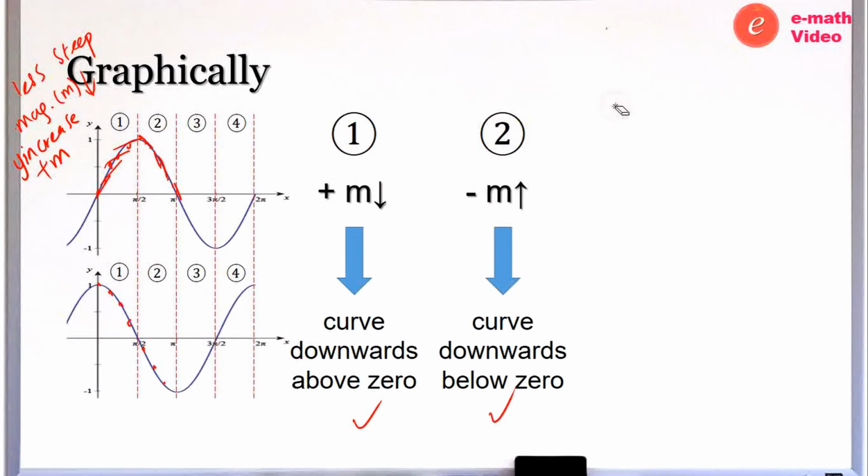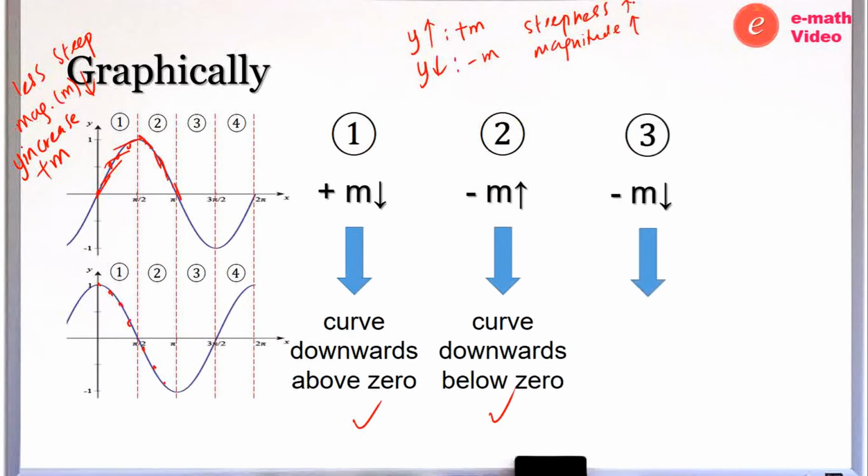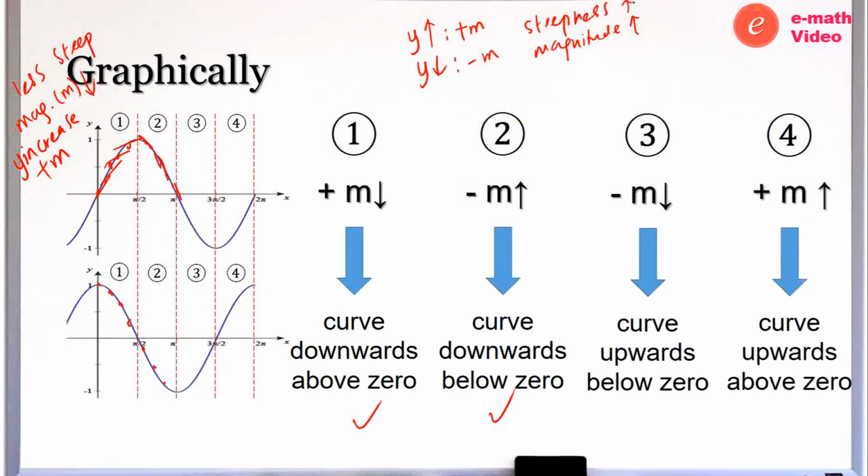The logic here is, if y increases, then we say it has a positive gradient. If y decreases, then we say it has a negative gradient. For the steepness, if it becomes steeper and steeper, then the magnitude will increase. If it becomes less and less steep, the magnitude will decrease. This is true for all segments including segment 3 and segment 4. If we check the cos graph, it will be true for all of them.